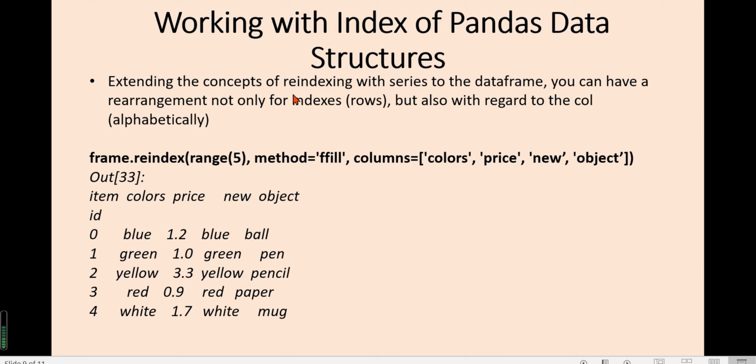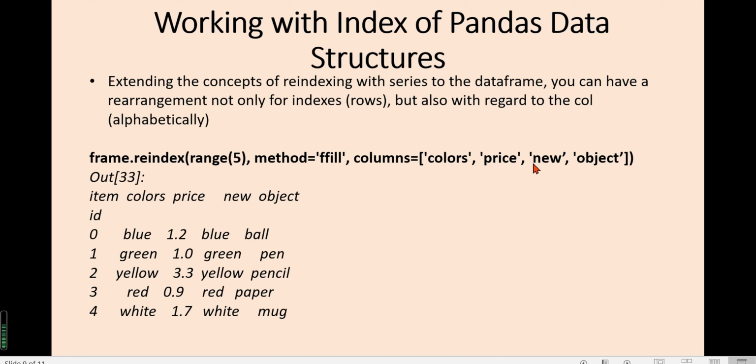And extending the concepts of reindexing with series to the data frame, you can have a rearrangement not only for indexing rows but also with regard to the column alphabetically. For example, we can create reindexing of the original data frame with number 0 to 5 for indexing. Then for the column, we write a new column for the fourth column.